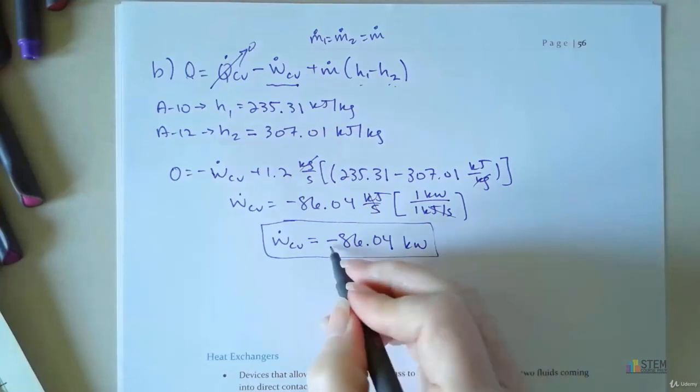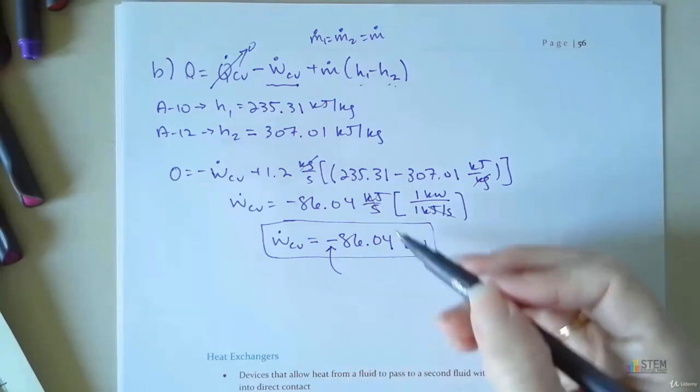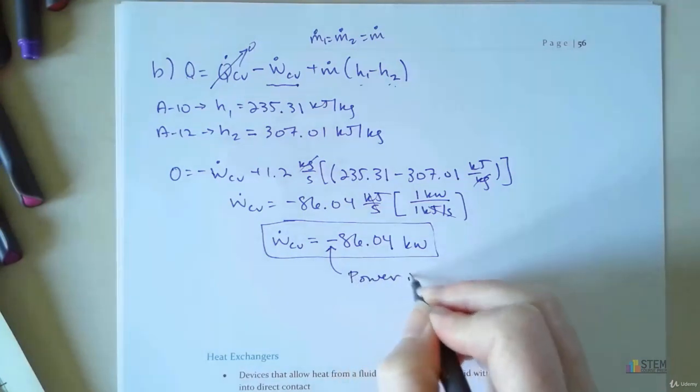All right, and remember this sign right here, that's negative. Remember, if you have a negative, that indicates you've got a power input. If it's positive, your system is generating power to send out. So let's put power input here.